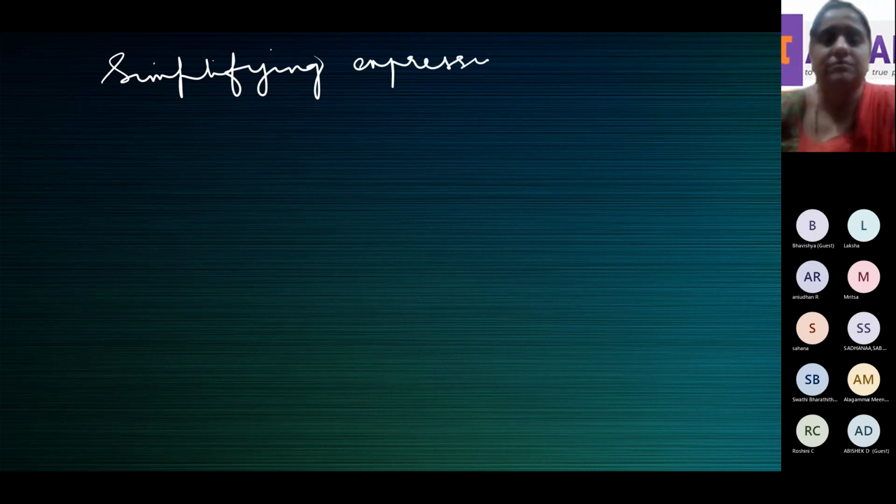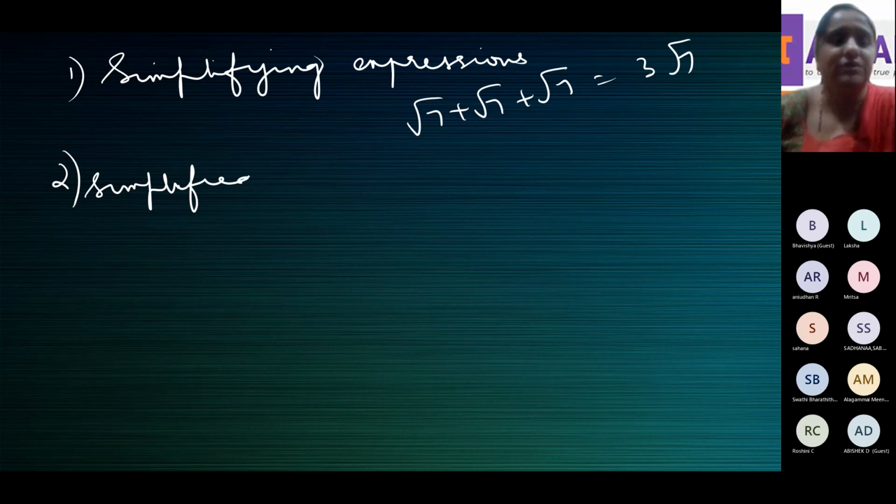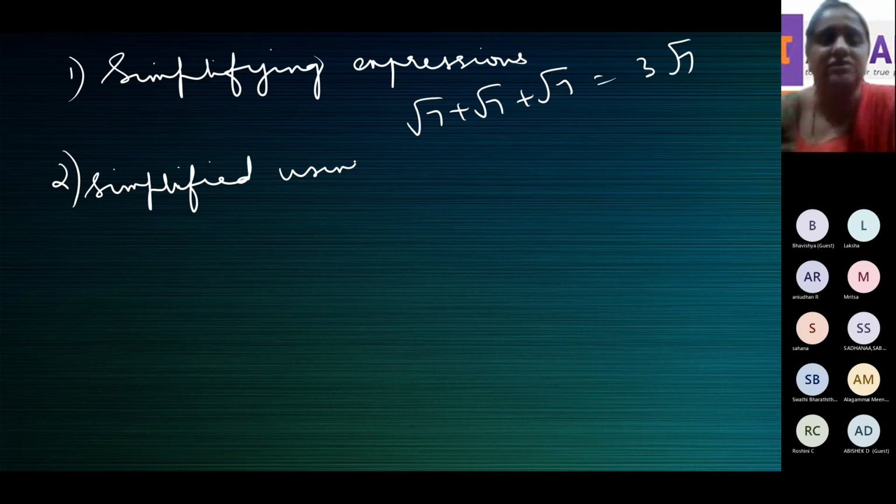Next, we started with simplifying expressions. Like root 7 plus root 7 plus root 7, you understood it as 3 root 7. So simplifying expressions we did. Then we simplified using identities.